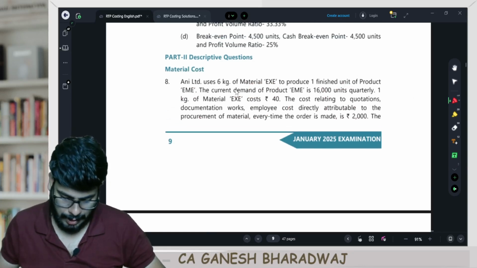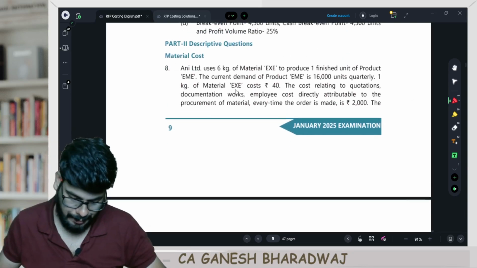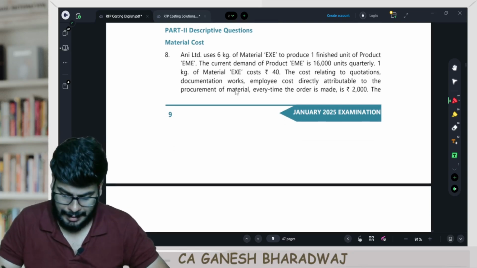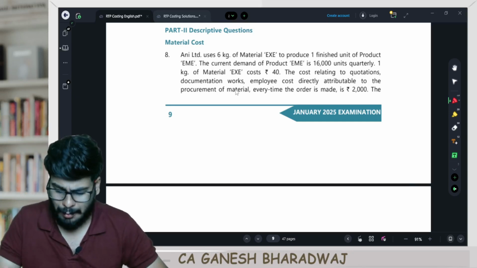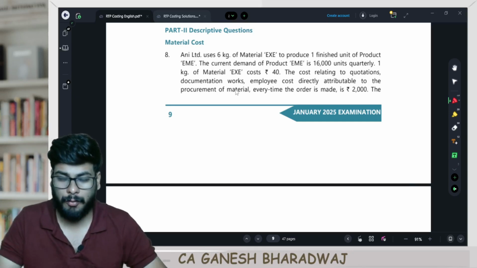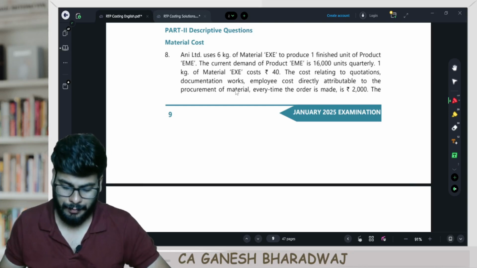Now question number 8. This question is about material cost. So in this question, they are going to test you on the concepts in EOQ and of course, whether or not to go for a discount. Now let me read this question for you.